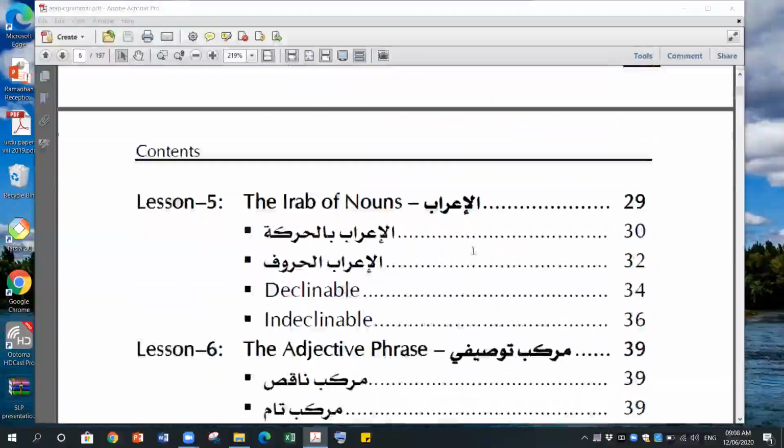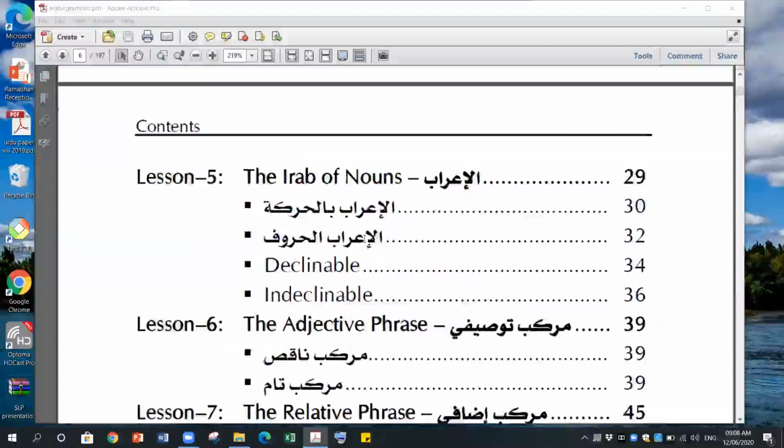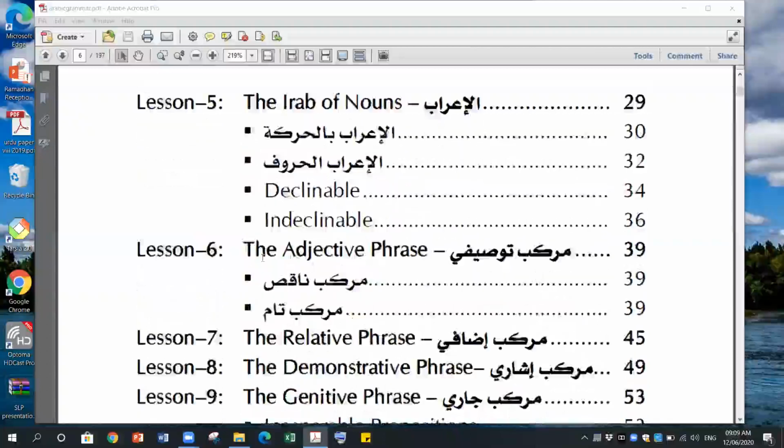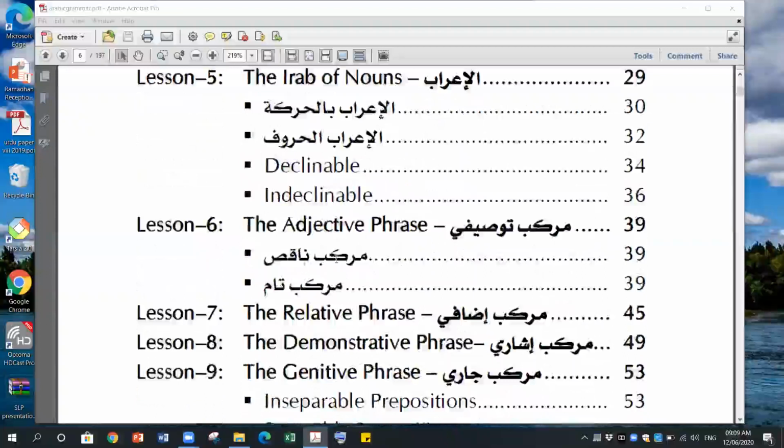Then last time we did a bit of detail of lesson number 5. I'rab we had done before. I'rab means the position or the status of a noun, but last time we saw that there are some nouns which accept that change and there are some which don't accept. So declinable and indeclinable, yani mu'rab and mabni. And in mu'rab, those which accept are declinable, in that we said there are two categories, munsarif and ghair munsarif, right? And we had done before that adjective, the different phrases.